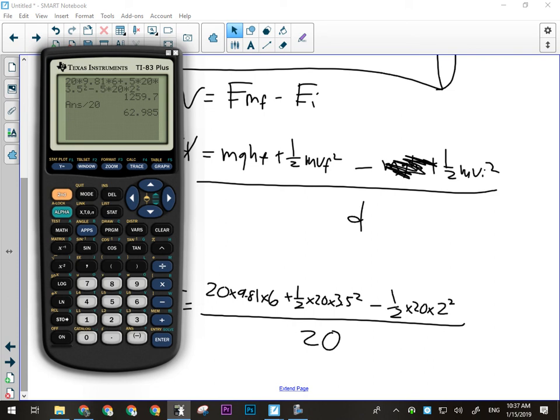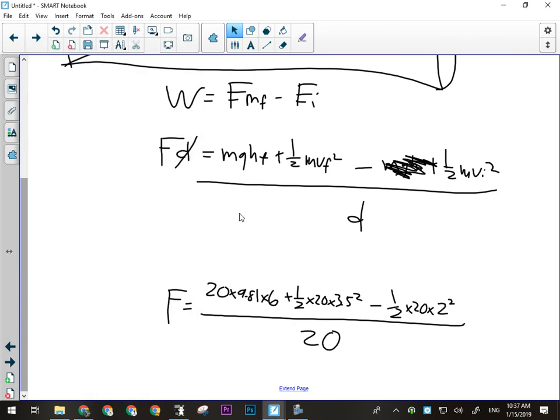Okay, any other questions on work energy theorem? Okay, what else do you want to see us go over? Josh? Roller coaster? Okay.